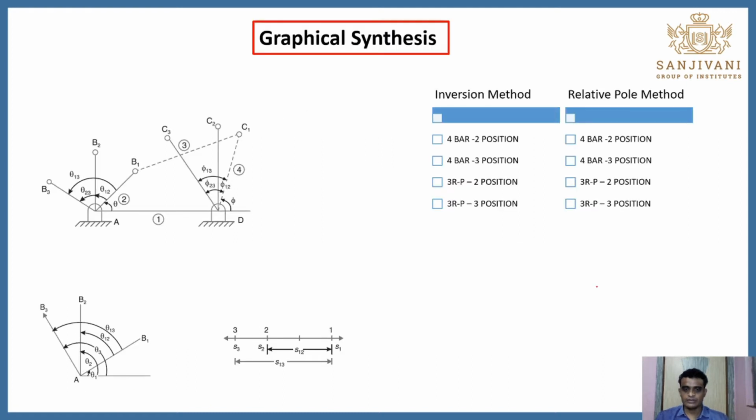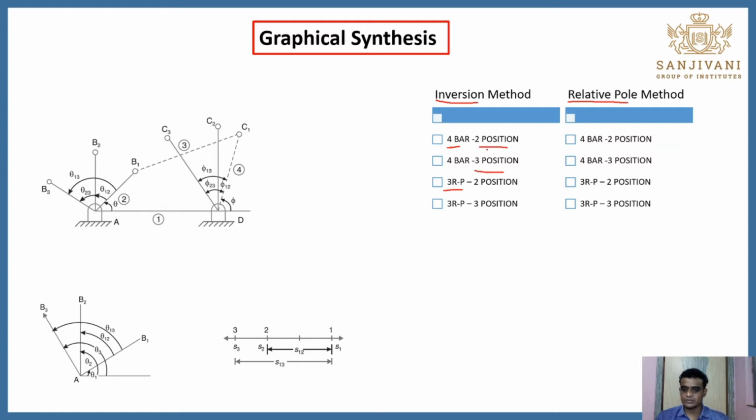Now in this graphical method, there are two types of method. One is the inversion method and the second one is the relative pole method in the function generation. In the inversion method, our focus will be on the 4-bar mechanism, the 4R chain and the 3R P chain. Again in the 4R chain and 3R chain, one is the 2-position synthesis and the other is the 3-position synthesis.